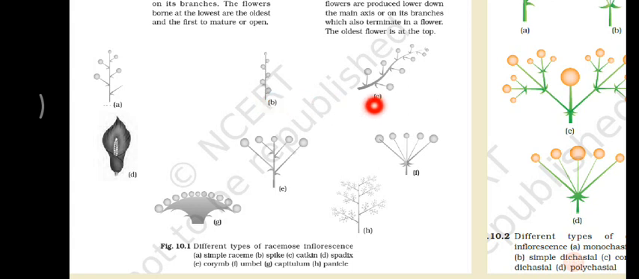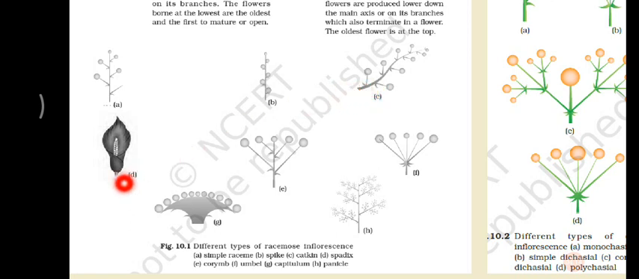The third one we call catkin. In case of catkin, the peduncle is weak and pendulous and bears either male or female flowers. In these two, that is in case of spike and in case of catkin, the flowers are sessile, meaning they don't have any pedicel.